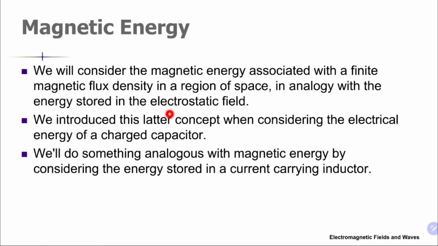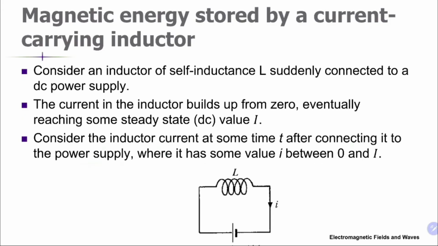Magnetic energy. So we consider the magnetic energy associated with a finite magnetic flux density in a region of space. This is analogous to the electric stored energy that we studied in electrostatics. In electrostatics, we studied electric energy stored, and here we have something similar, which is the magnetic energy. In electrostatics, it is stored in a capacitor, so here it will be stored in an inductor. So the magnetic energy is stored by a current-carrying inductor.